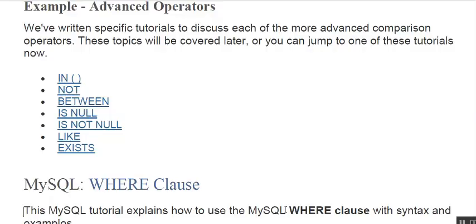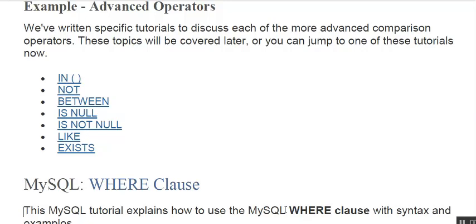these are the operators commonly called advanced operators. We have written specific tutorials based on the commands that we are using here. As you can see, the operators are IN, NOT, BETWEEN, IS NULL, IS NOT NULL, LIKE, and EXISTS. These are some of the operators we will be using for searching records based on criteria. If there is a large amount of data, you need to search it quickly and rapidly in a short span of time. We can use these operators to search the data from the database.